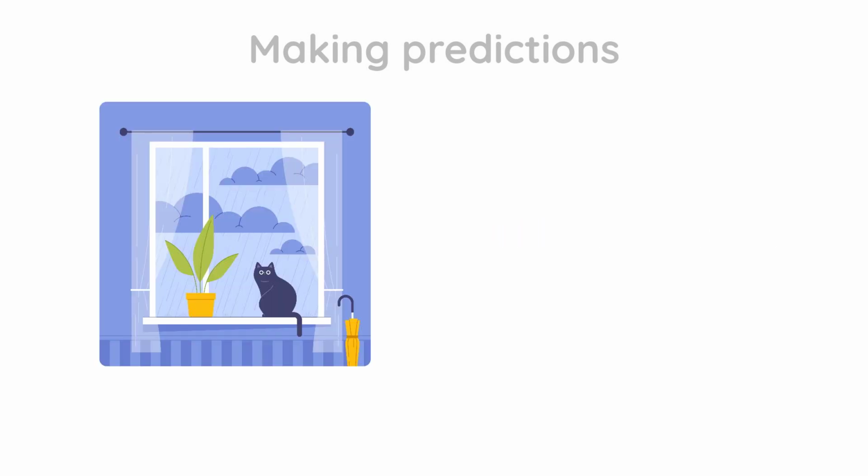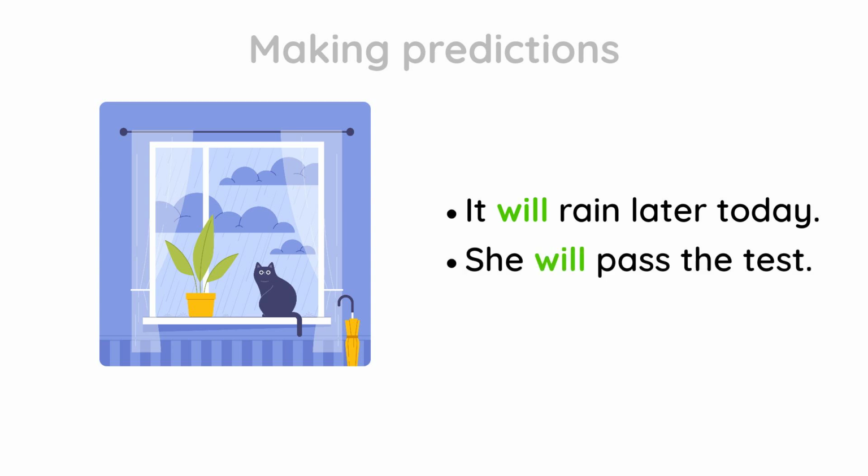Another common use of the future simple is when making predictions. These can be predictions based on present evidence, such as "It will rain later today," or predictions about a future that is not certain. For example, "She will pass the test."